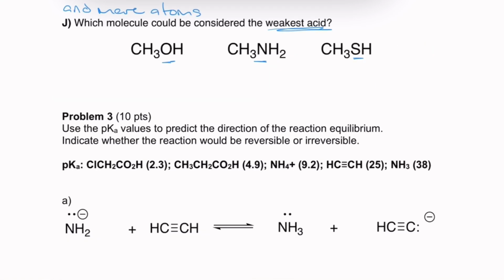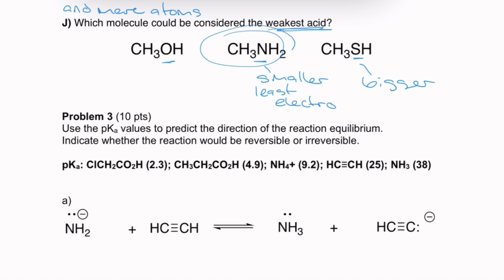So this time it's just the weakest. In that case, you look at the size mostly. And nitrogen is the smallest, sulfur is the biggest, and oxygen's like the middle. And sulfur and oxygen have pretty much the same electronegativity, so nitrogen's obviously going to be the loser.